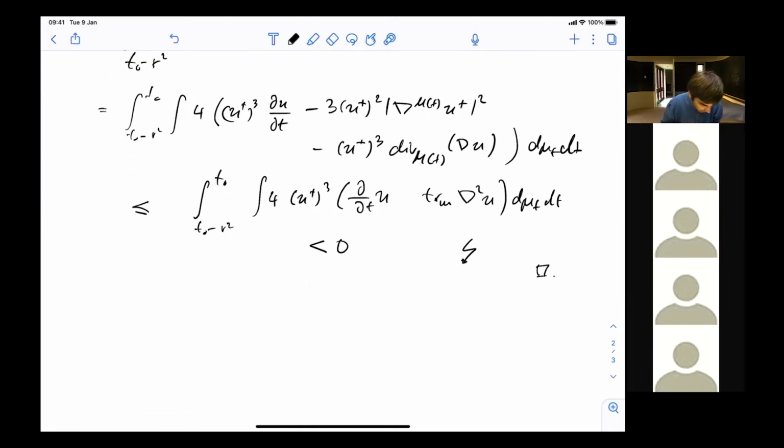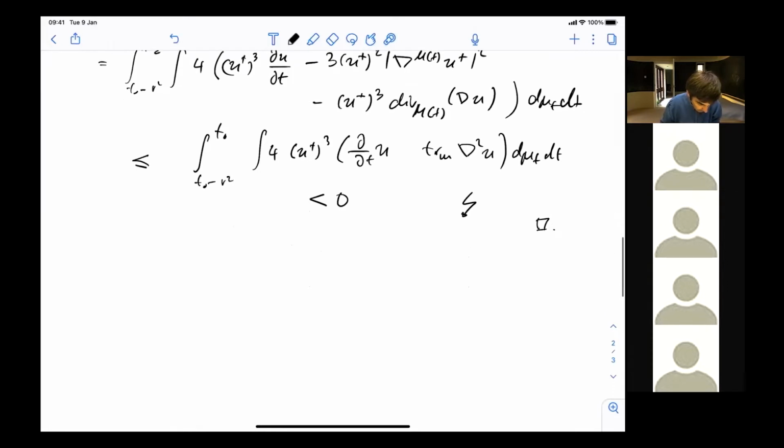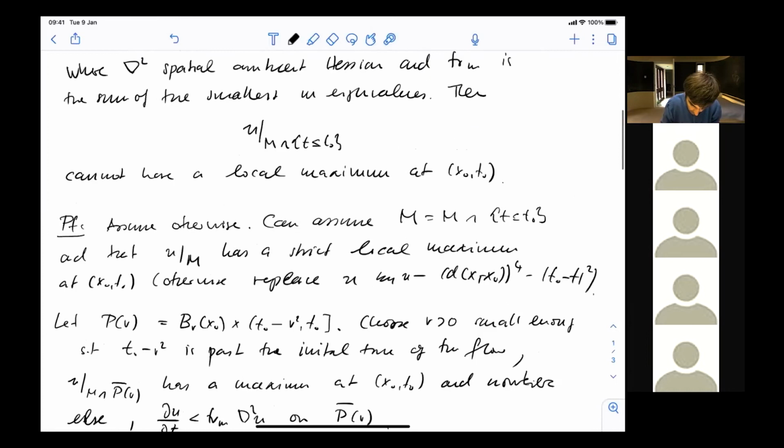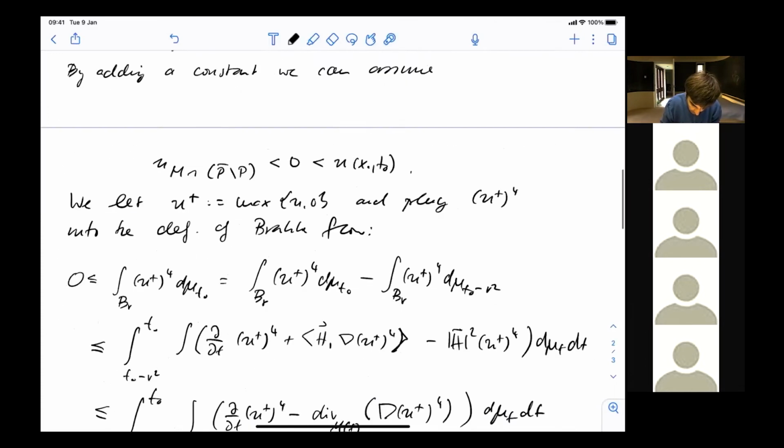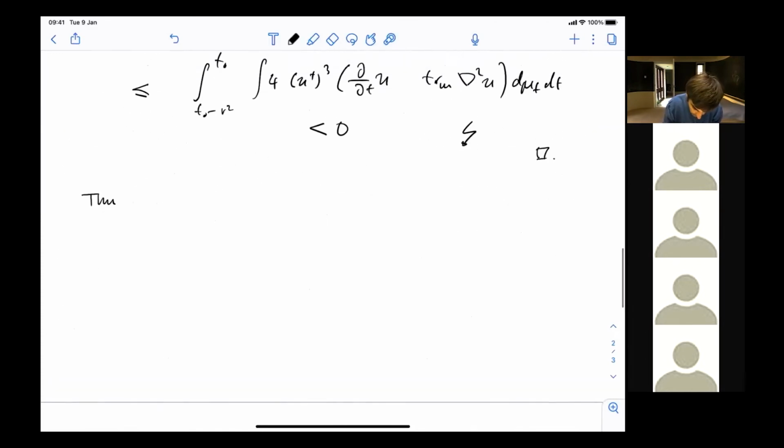So this is an interesting thing. What do we get as a consequence? Let's take the next theorem here. Let's call this the weak barrier principle.